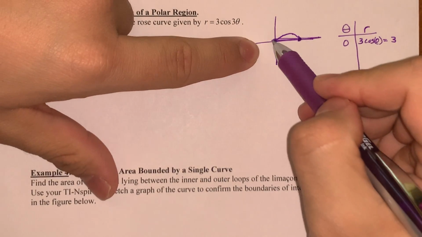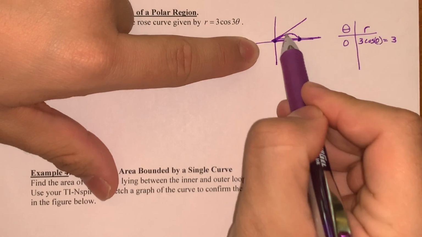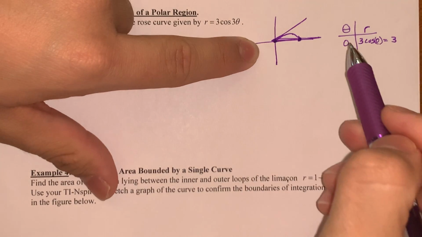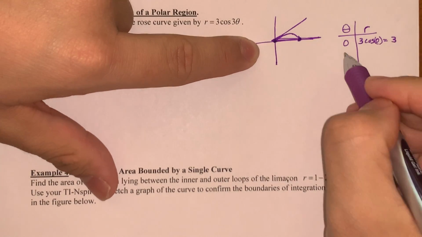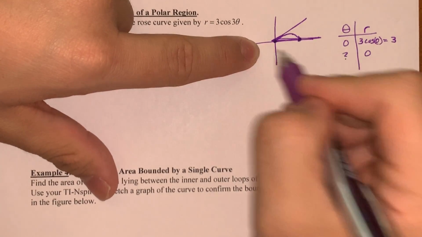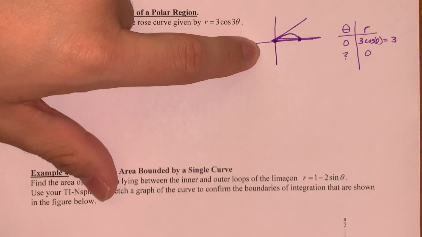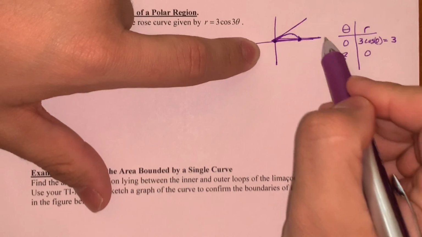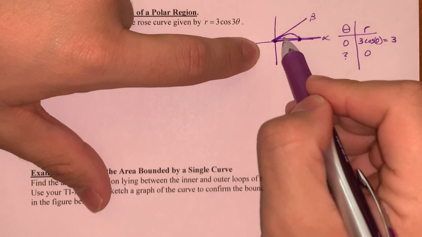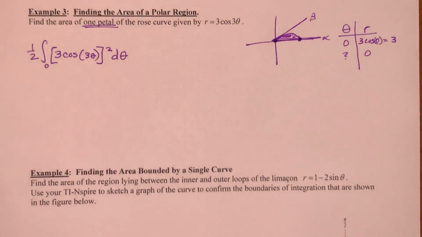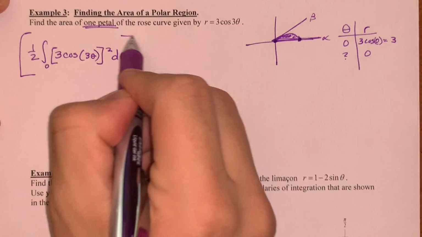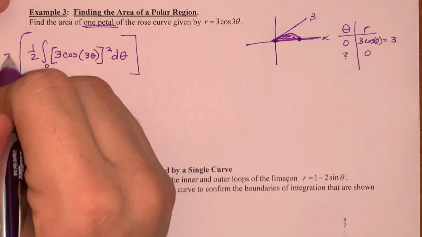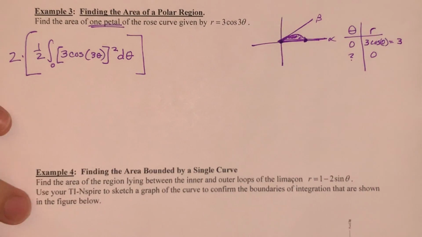If we can figure out what angle brings that rose petal back to the center, so at what angle will you have a radius of 0, then you're going to know that'll be my alpha, that'll be my beta, and that'll give me the area of half of a rose petal. And then what I can eventually do is just get this whole result and multiply it by 2.